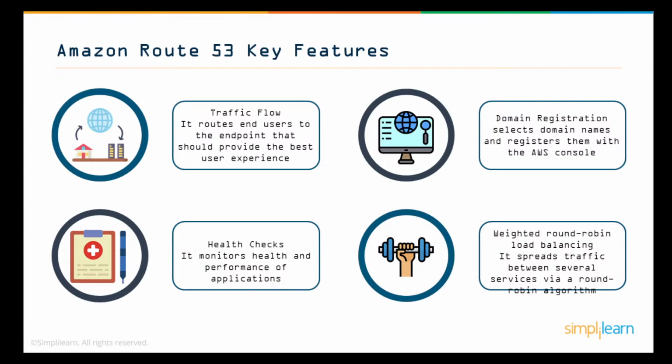Weighted round robin load balancing: it spreads traffic between several services via a round robin algorithm, and we can do cross region round robin load balancing as well with the help of Route 53.